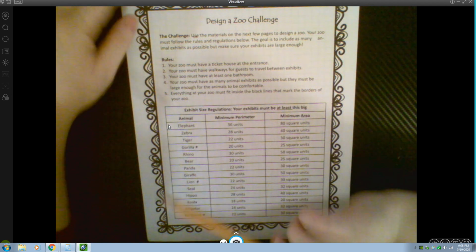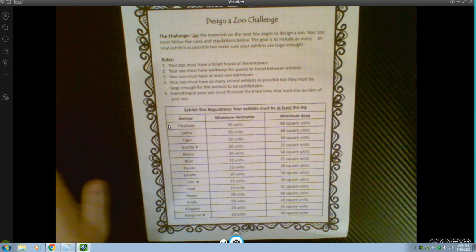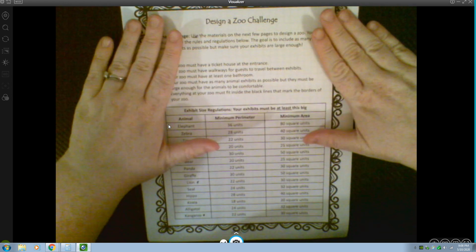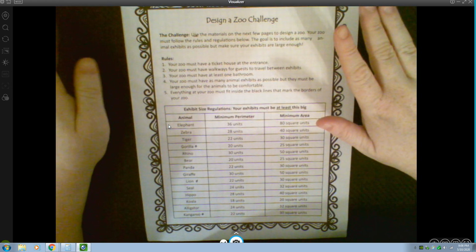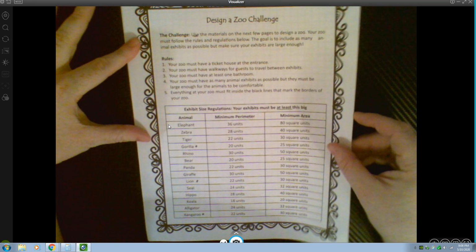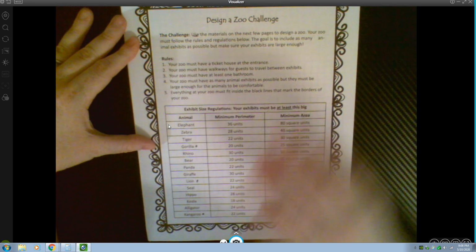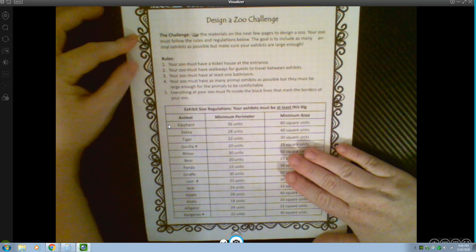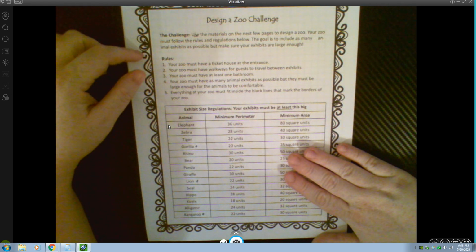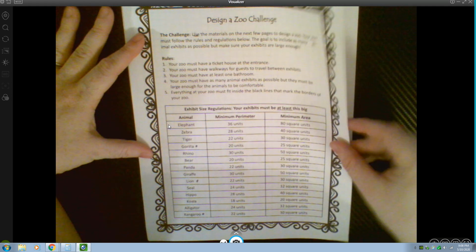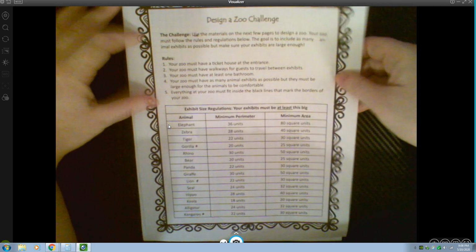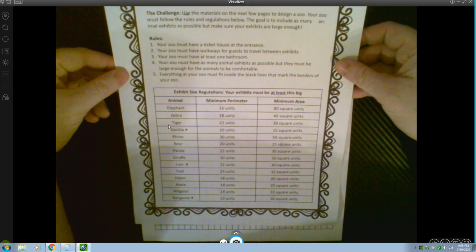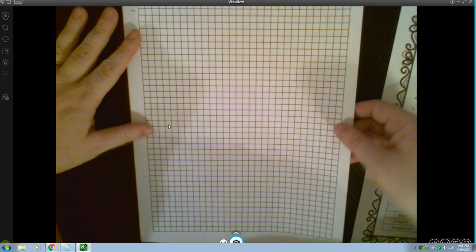Okay, so I'm going to show you what this will look like if you're able to print out this stuff here. If you're not able to, that's okay. I will show you what you can do instead. Either way, you're going to be able to look at this stuff on your computer screen because I'm going to include the link to the activity. If you're able to print it out, you'll have this design zoo challenge page with the requirements. You'll have a piece of graph paper.